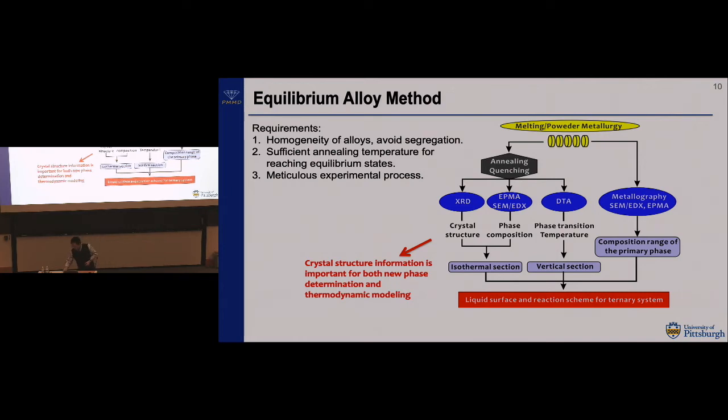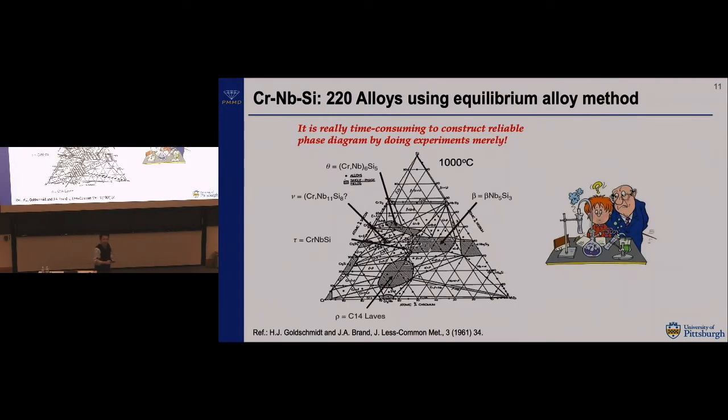So, in the old times, if you wanted to construct such a phase diagram for three components, we call it a ternary phase diagram. This is an example: chromium, niobium, silicon. You have to work with more than 200 alloys to determine an isothermal section phase diagram for one ternary system. And think about that. You have to work with more than 10 elements with different combinations.